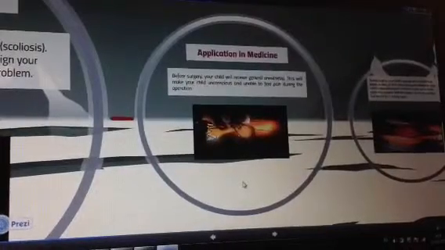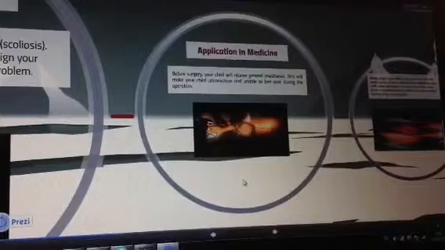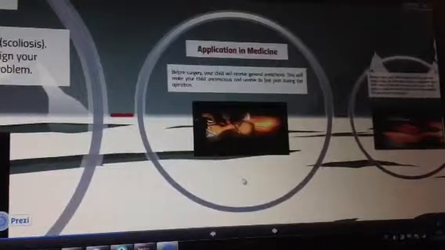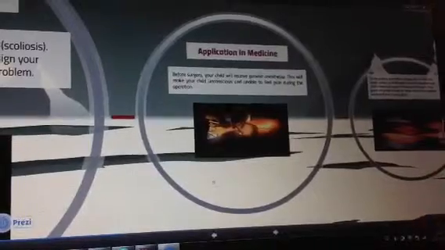Application in medicine. Before surgery, your child will receive general anesthesia. This will make your child sleepy and unable to feel pain during the operation.